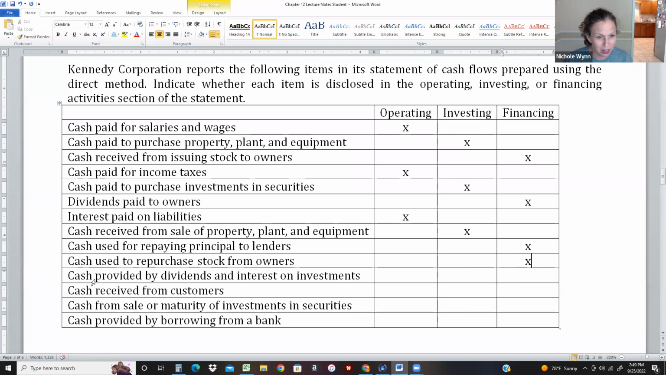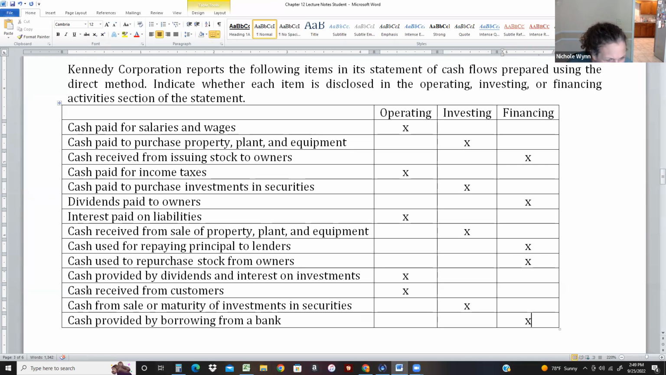Okay, cash provided by dividends and interest on investments. And so receiving dividends and receiving interest is one of the three foolers. Goes as investing. Customers are investing. Sales of investments is investing. So I'm sorry, did I say investing? But I meant operating. These two are both operating. And then money from the bank, financing. So, okay, I marked them right, even if I didn't say it right out loud.